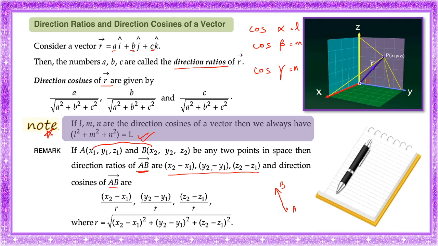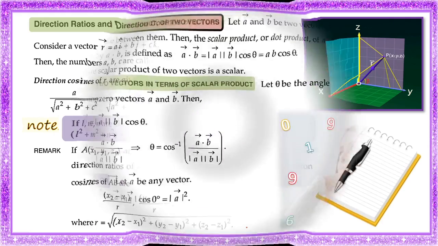Then definitely the direction ratios will be x2 minus x1, y2 minus y1 and z2 minus z1. And the direction cosines, when we divide these by r, are x2 minus x1 upon r, y2 minus y1 upon r and z2 minus z1 upon r, where r is the distance. That's how we find the distance formula.